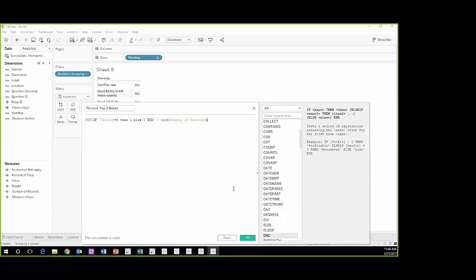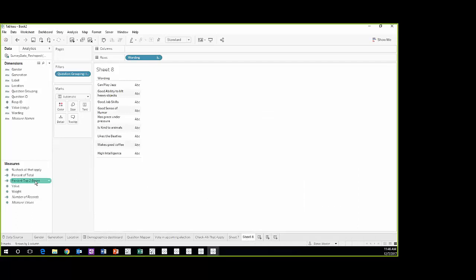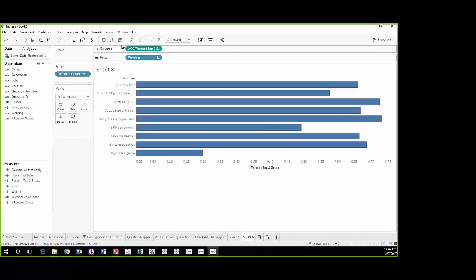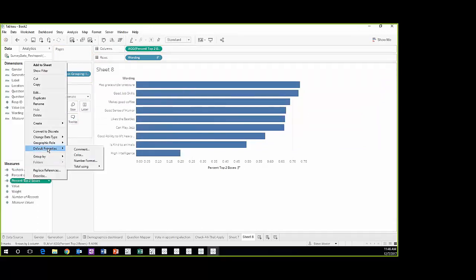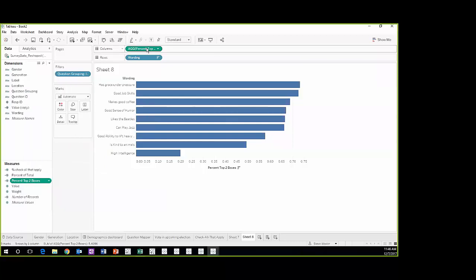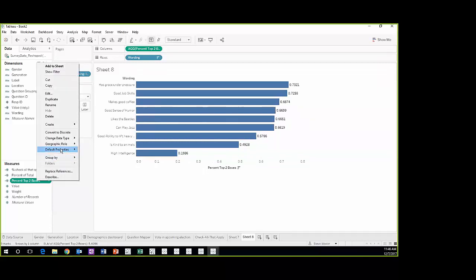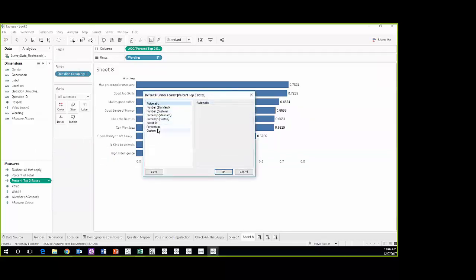And I've got percent top 2 boxes. Sort this in descending order. And I'm a big fan of changing the default number properties, as opposed to realizing every time I use this that it's doing it as decimals. So default number properties, number format, percentage, 0 decimal places.